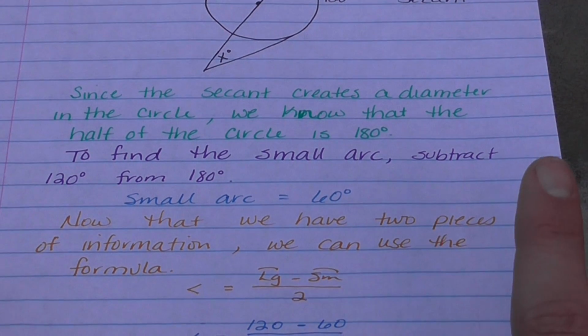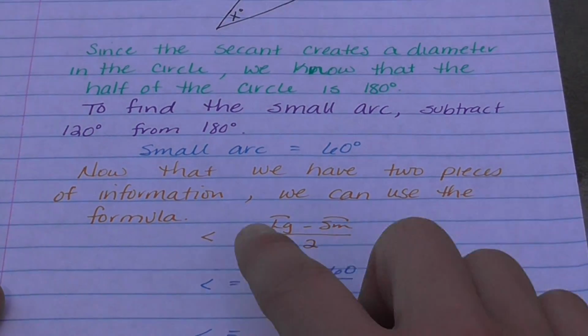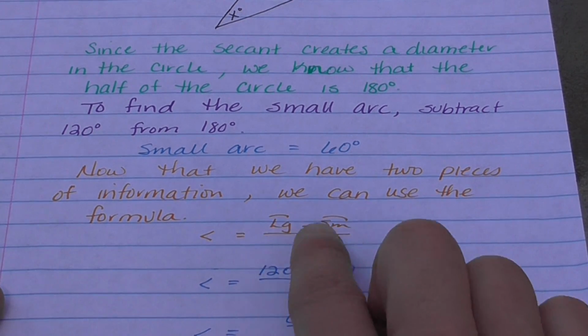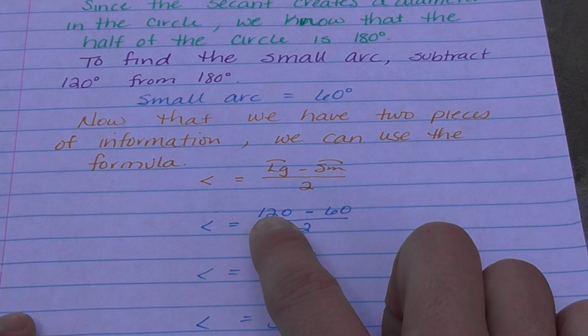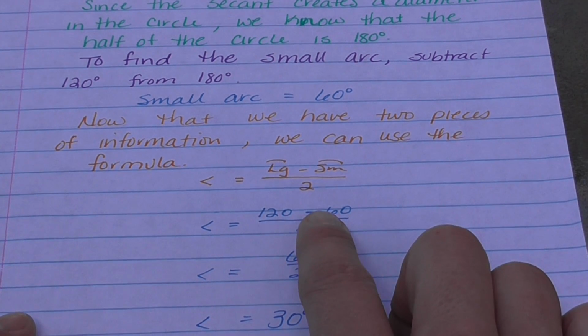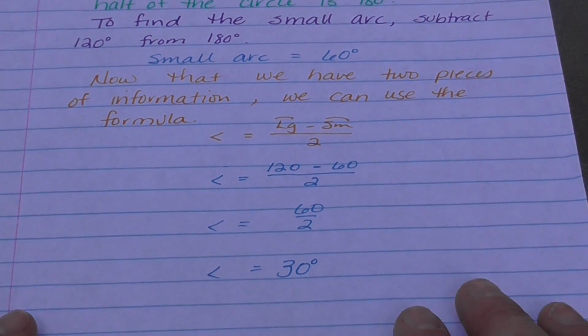Now that we have the two pieces of information, the large arc and the small arc, we can figure out what the angle is using the formula. Angle equals large arc minus small arc divided by 2. So I'm going to plug in 120 for my large arc and 60 for my small arc. 60 over 2 is 30. Your angle is just 30 degrees.